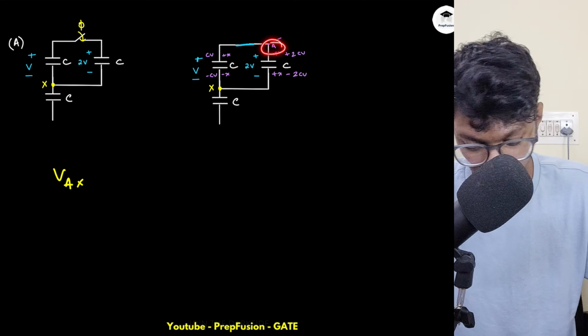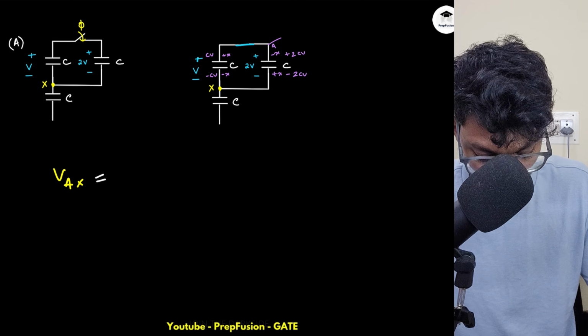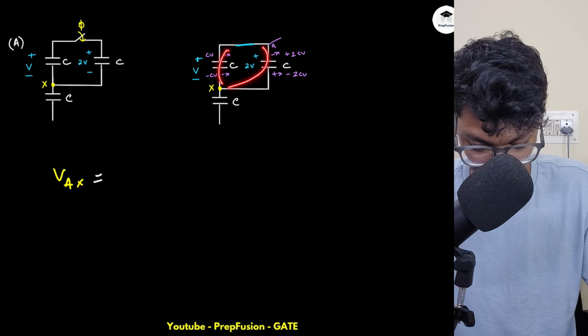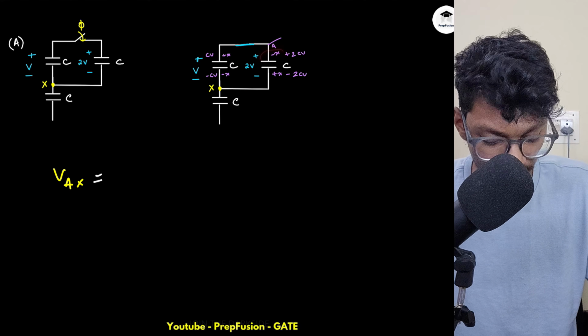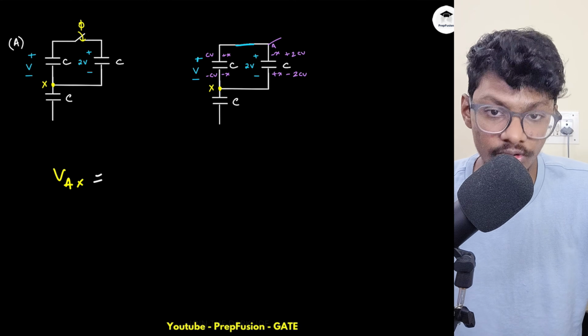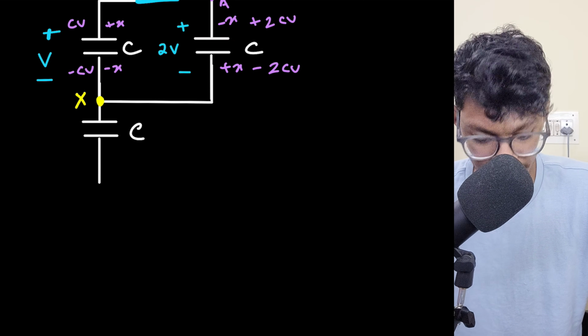So first of all, let us find out this VAX potential. How can I write this VAX potential? I can write this in two ways. What are the two ways? First of all, this potential difference and this potential difference. How can I write the potential? You know, Q equals CV. So V will be equal to Q by C: the total charge on the top plate divided by the capacitance of the capacitor.